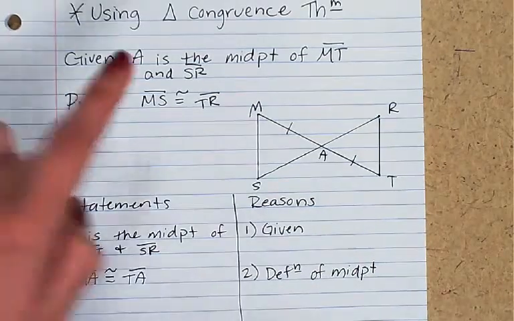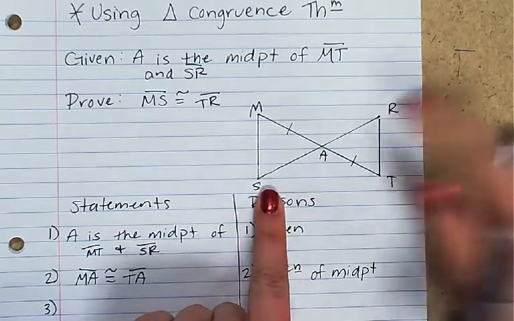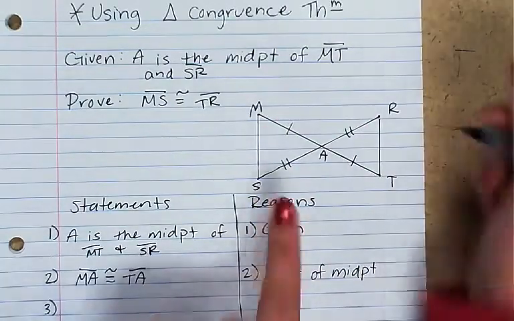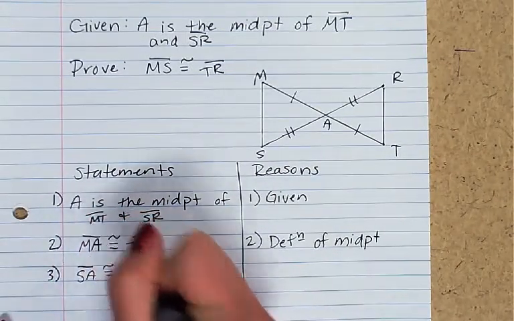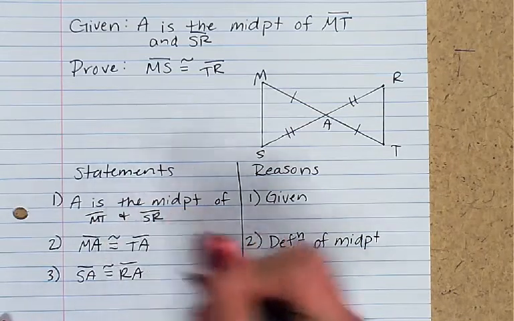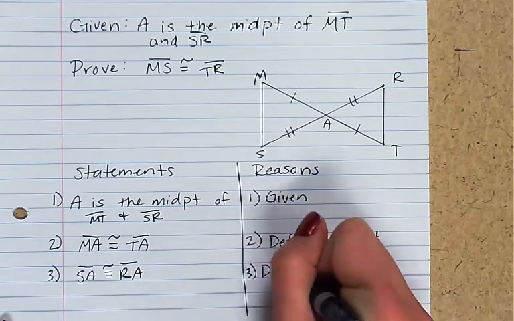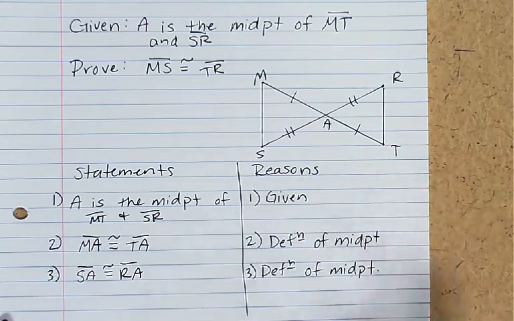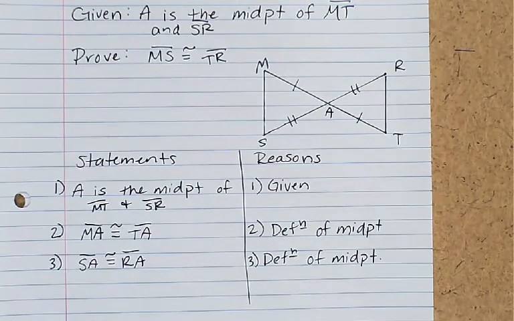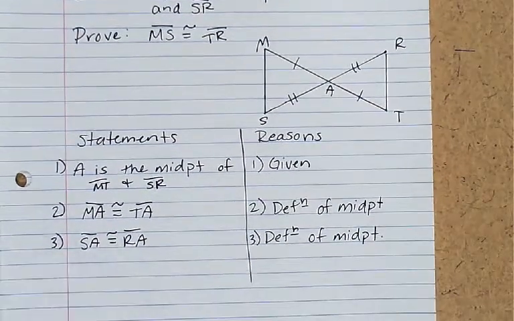Next, A is also the midpoint of SR. Same thing. It's cutting SR perfectly in half into 2 equal pieces. So I can say that segment SA is congruent to segment RA. Same reason. So we got 2 things from our given, and that's all we can get. But 2 things is not enough. We need 3 things that are congruent to say the triangles are congruent. Since we've used all the given, let's just look at the picture.